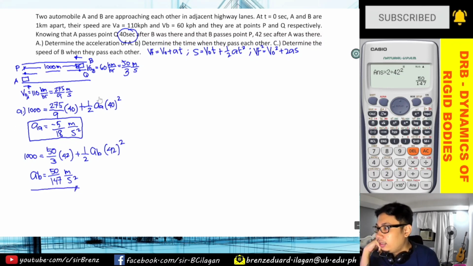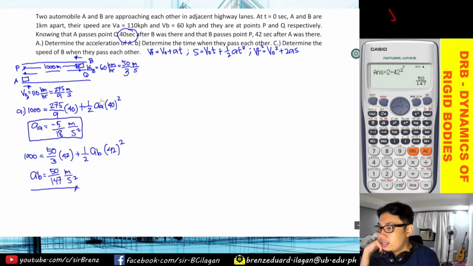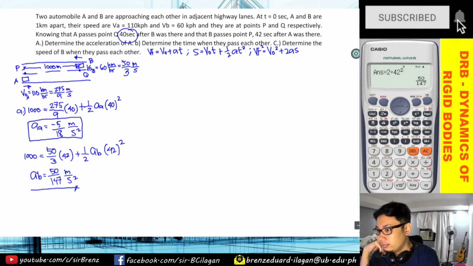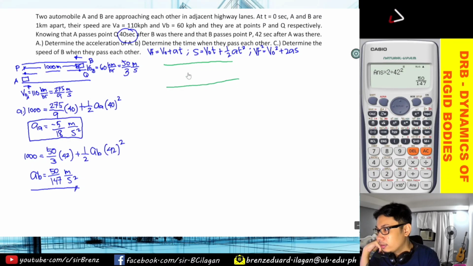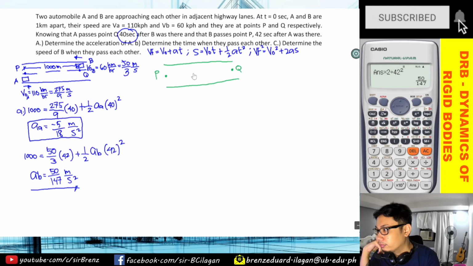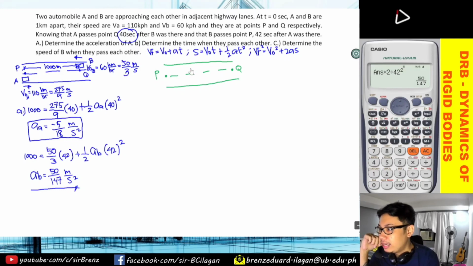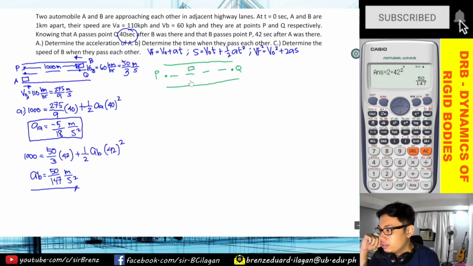Next, for letter B, determine the time when they pass each other. So, anong nangyari guys dito? So, again, i-illustrate lang natin. Siguro dito na lang. So, gawin ko na lang siyang color green. So, coming from their initial point, na point P and point Q. Ayan, ito yung linya ng lane. So, alin nga mas bumilis? So, pagpalagay natin dito sila pang-abot. Ayan. So, this is car B. This is car A.